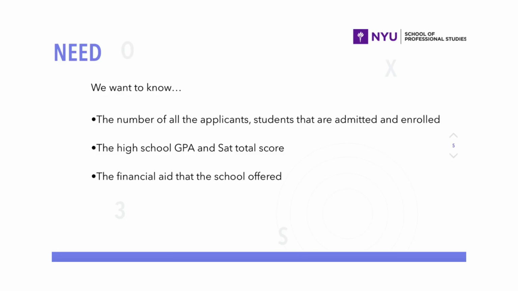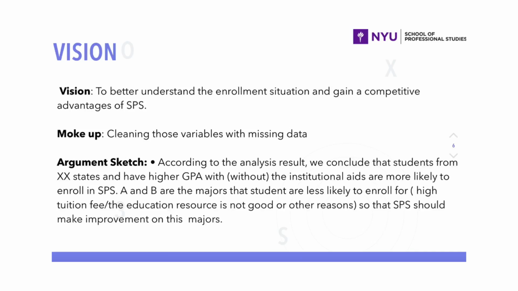So, in order to achieve our target, we need to know the number of all the applicants, students that are admitted and enrolled, and their high school GPA and SAT scores, the financial aid that the school offered. Our vision is to better understand the enrollment situation and gain a competitive advantage for SPS. And we don't use those variables which miss the majority of information.